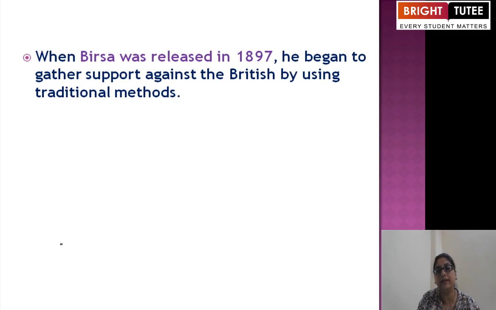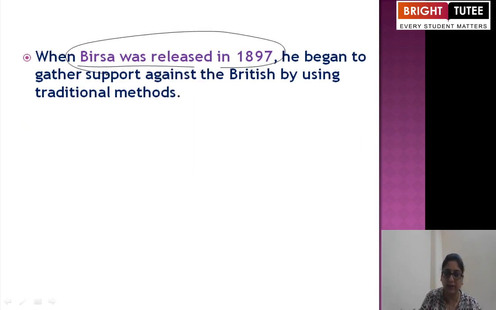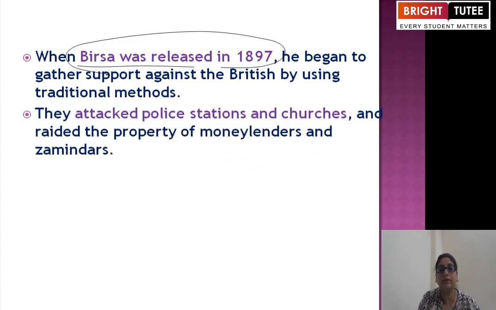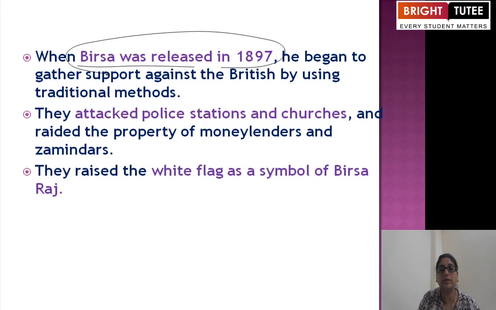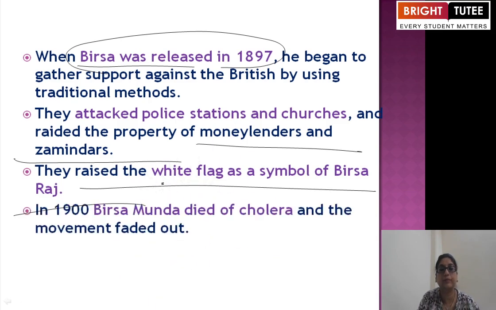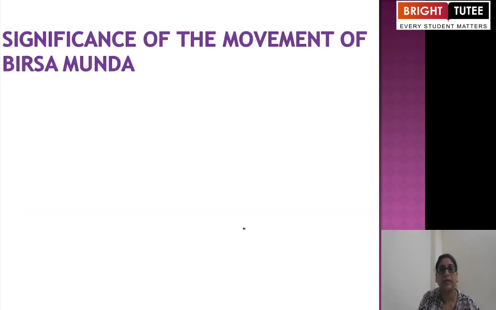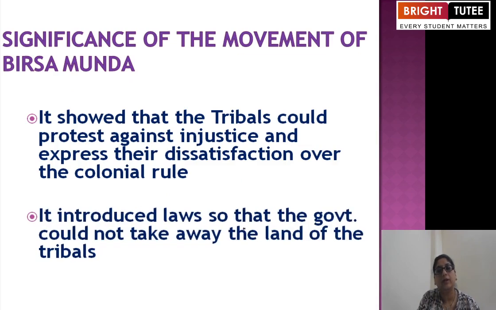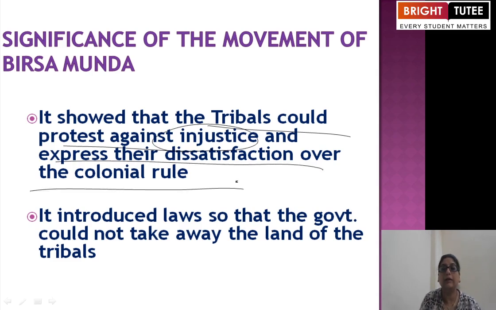When Birsa was released in 1897, he began to gather support against the British using traditional methods. They attacked police stations and churches and raided the property of moneylenders and zamindars. They raised the white flag as a symbol of Birsa Raj. In 1900, Birsa Munda died of cholera and the movement faded out. Now, what is the significance of this movement? It showed that the tribals could protest against injustice and express their dissatisfaction over colonial rule. And it led to the introduction of laws so that the government could not take away the land from the tribals.